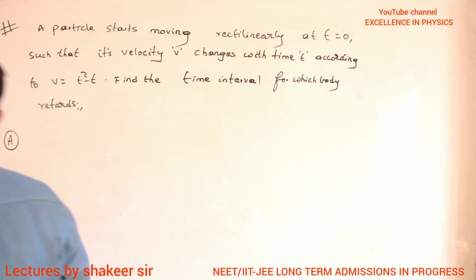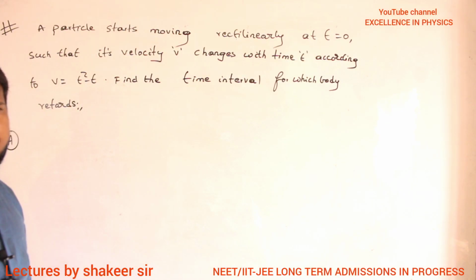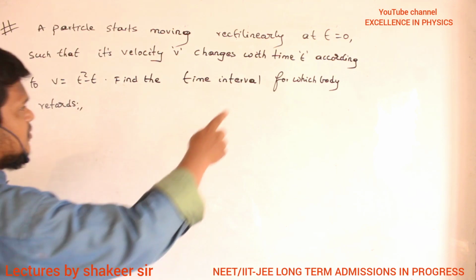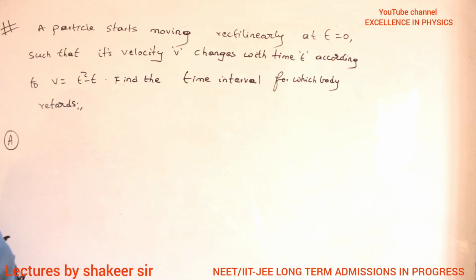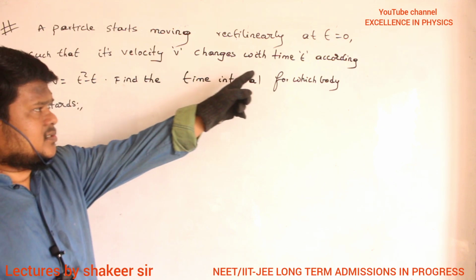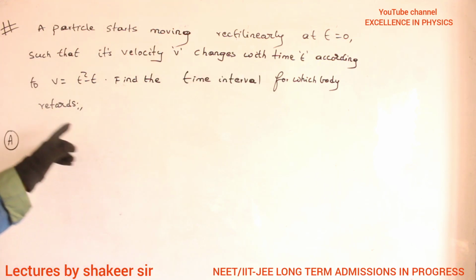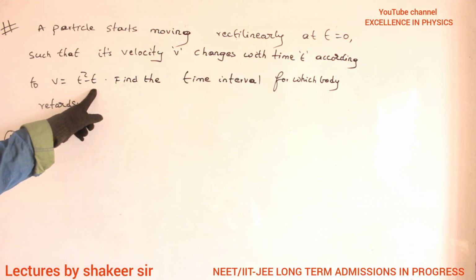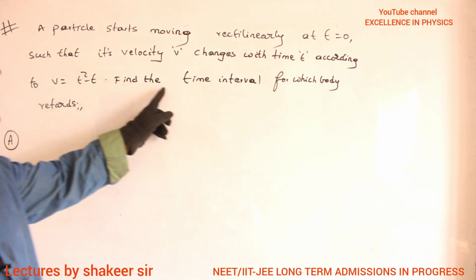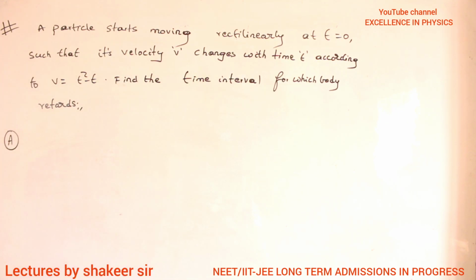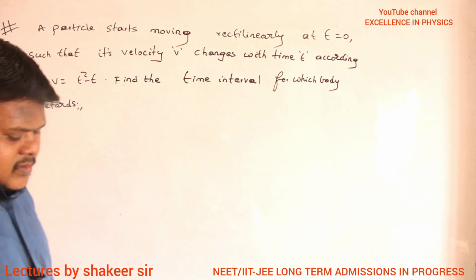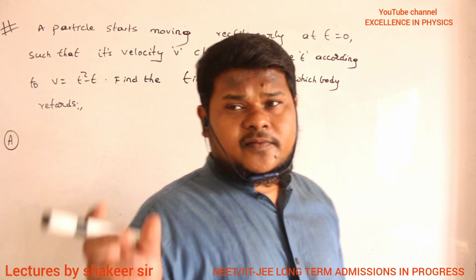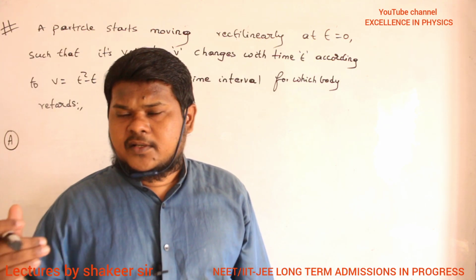Say this question. A particle starts moving rectilinearly at t equal to 0 such that its velocity v changes with time t according to the relation v is equal to t square minus t. Find the time interval for which the body retards. You are supposed to find that interval of time where the body is undergoing retardation.